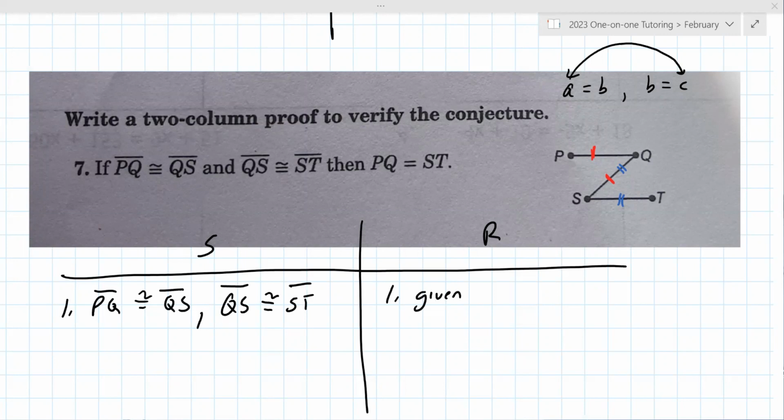I'm trying to see. So this is the transitive property. Oh, okay. If A equals B and B equals C, then A equals C. So that allows you to say that PQ is congruent to ST. Okay.